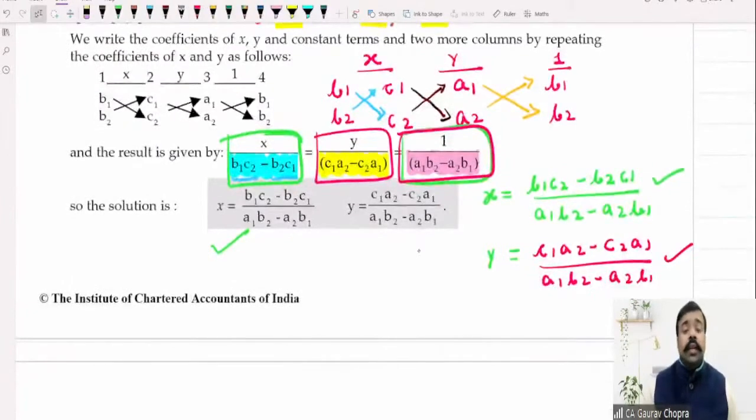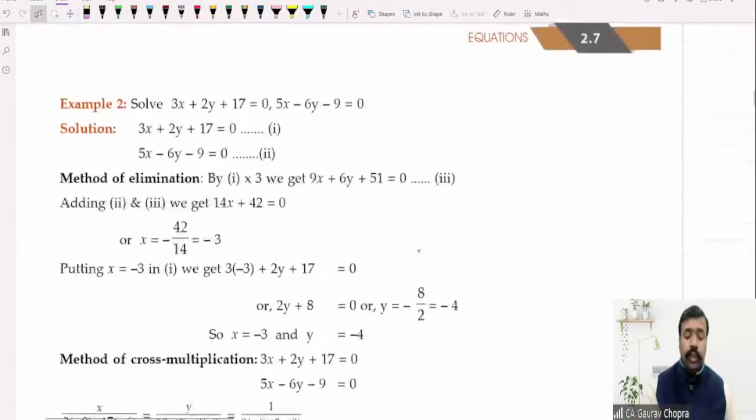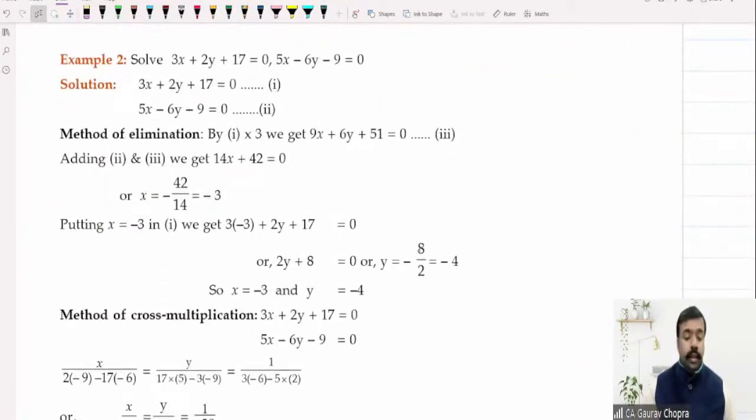Okay, so in this manner, we can calculate the value of x as well as the value of y. So now we are moving towards an example so that we can understand more clearly how to apply this method. We are given the two equations. The first one, 3x plus 2y plus 17 equal to 0, and the second one, 5x minus 6y minus 9 equal to 0.